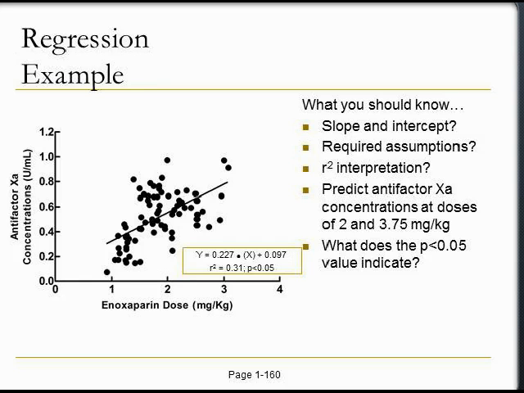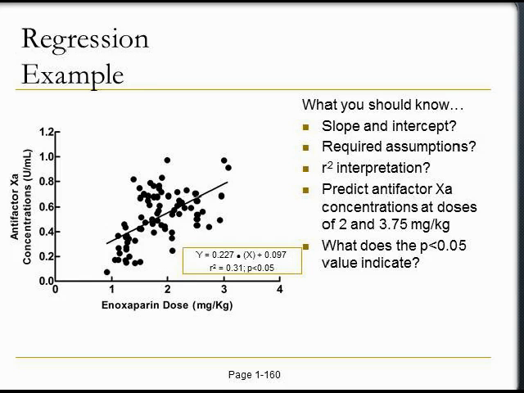The required assumptions: normally distributed data. Now, the R squared interpretation: this is R squared of what? 0.31. So 31% of the variability in anti-factor Xa concentrations is explained by an enoxaparin dose. Not very good. Okay? Better than 20%, not as good as 40%.